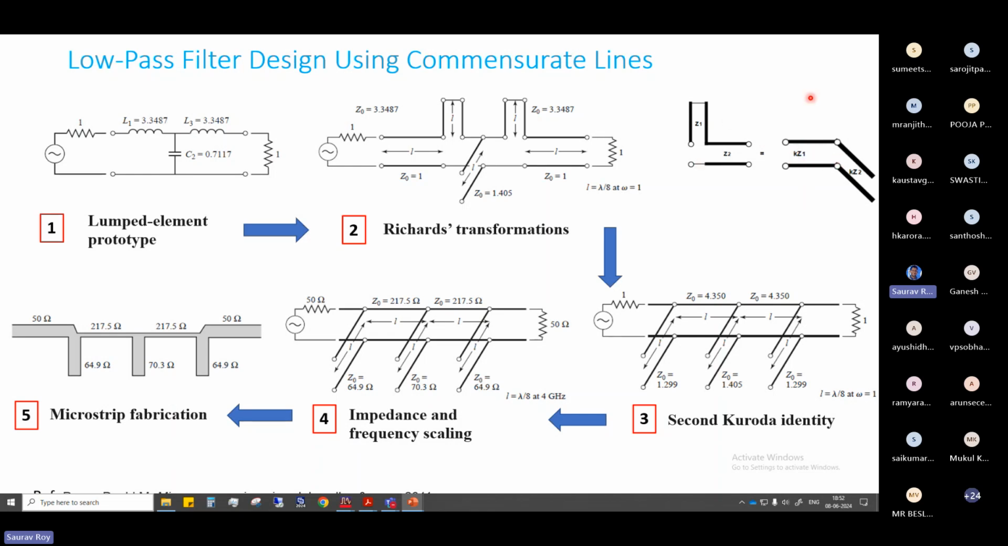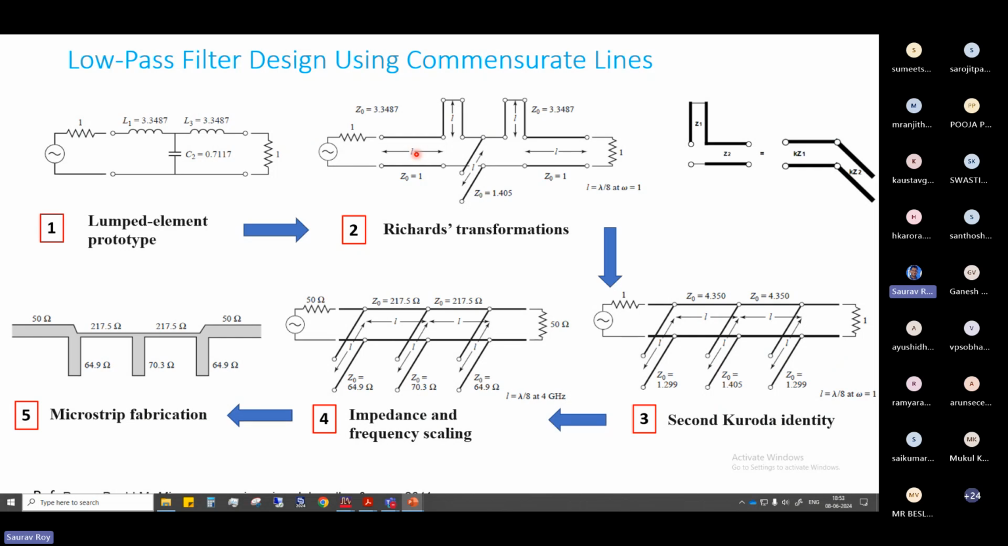So here we see we have added an extra line section at the beginning as well as at the end. These lines are also lambda by 8 and Z naught is 1. So if you notice, all the Z naught are 1, 2, 3. These are not actual impedances. These are normalized with respect to 50 ohm.